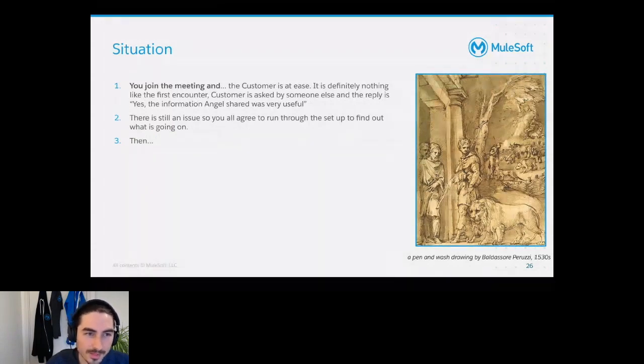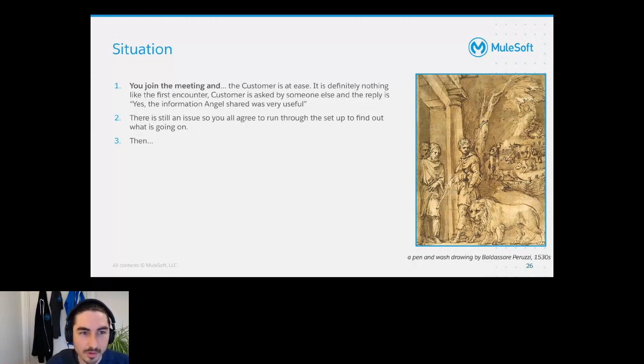You join the meeting after, I think it was a couple of days this time. These are personal stories, actually. The customer in this instance is at ease, at peace to some extent. It's definitely nothing like the first encounter. The customer is asked by someone else from my team, and the reply is, yes, the information in your share was very useful. And that's what you get. So you move on to the next topic that you wanted for the call.